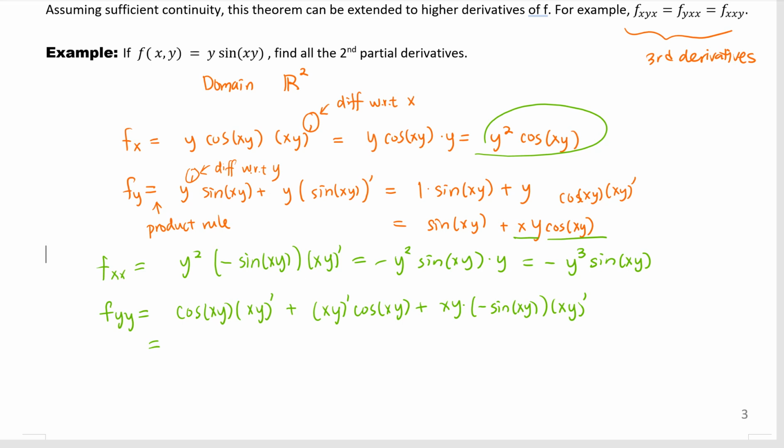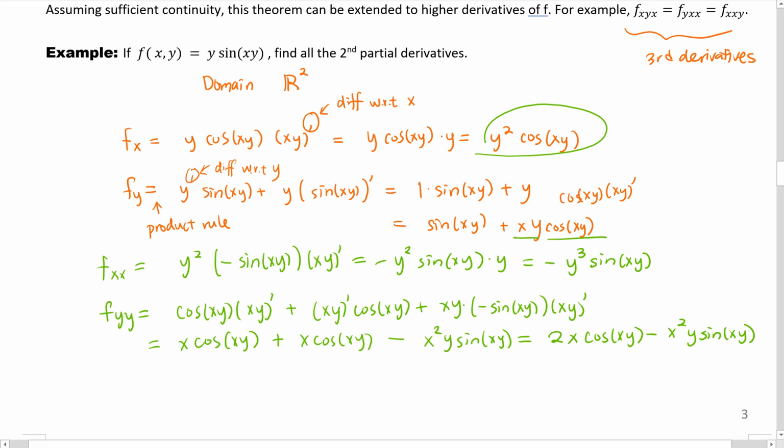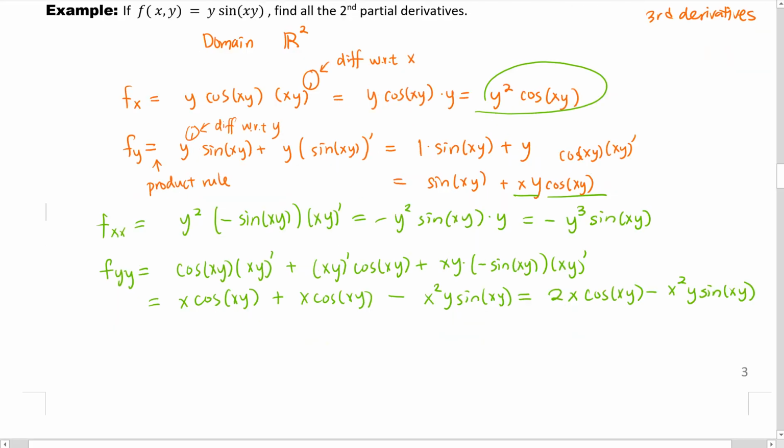So (xy)' is x. So this is x cosine xy. This is x cosine xy. This is x, but two copies of x, so x squared y sine of xy. You can see the x cosine xy terms are the same, so we can combine them together. It becomes 2x cosine xy minus x squared y sine of xy. So far, so good, everybody.